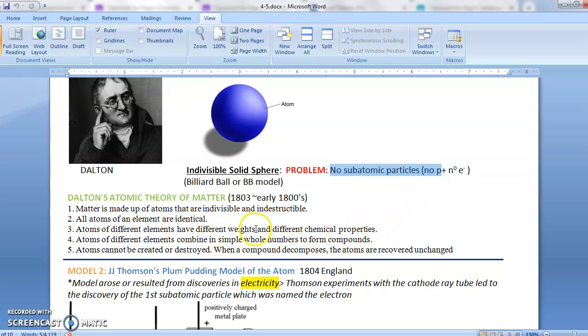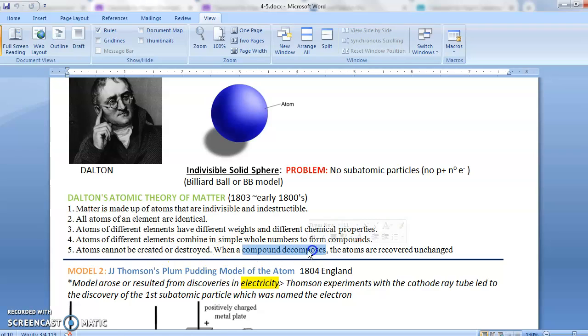Atoms of different elements have different weights. That is true. And atoms of different elements have different chemical properties. That is true. Atoms of different elements combine in simple whole number ratios to form compounds. That is true still to this day. And that helps explain the law of multiple proportions and the law of definite proportions, Proust's law. Atoms cannot be created or destroyed in a chemical reaction, and that is true. And that explains the law of conservation of mass.